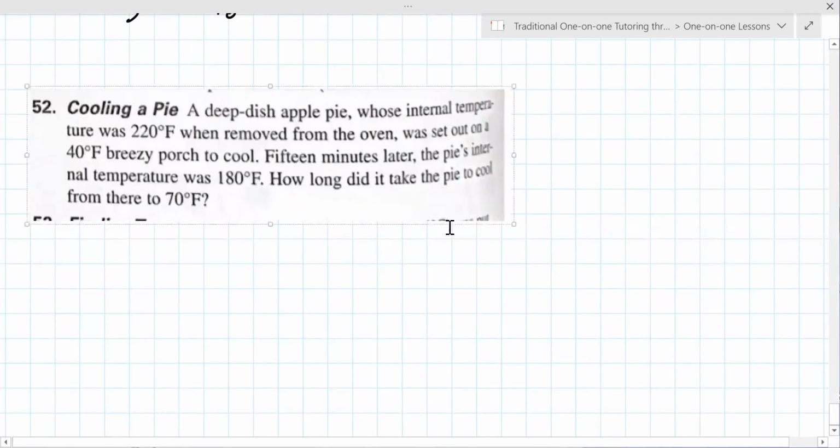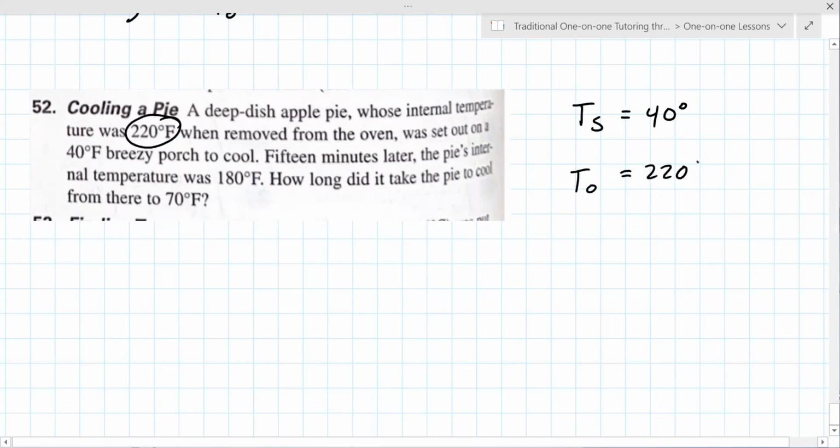A pie whose internal temperature is 220 degrees Fahrenheit was removed from the oven and set out on a 40-degree F breezy porch. So your Ts is 40 degrees. Your T0, and that's different, is 220 because that's what you started with. You have to infer that. Now they give you one data point this time: 15 minutes later, it was 180 degrees.